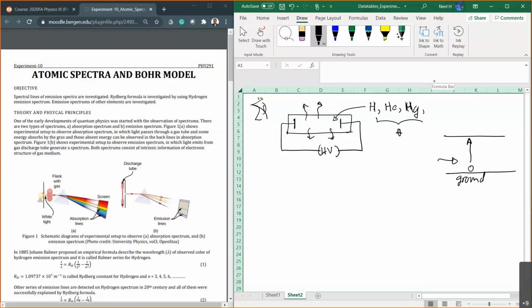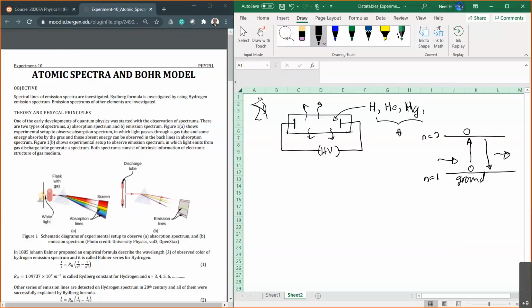energy state. Let's say this is the ground state, n equals 1, and this is n equals 2. If you do that, then that gas atom or molecule doesn't stay there forever. After some time, it goes back to the ground state. When it goes back to the ground state, it emits a certain color.